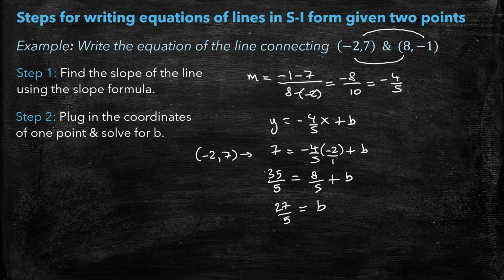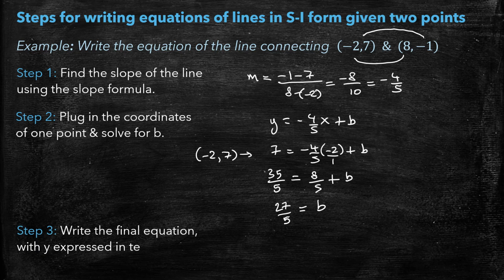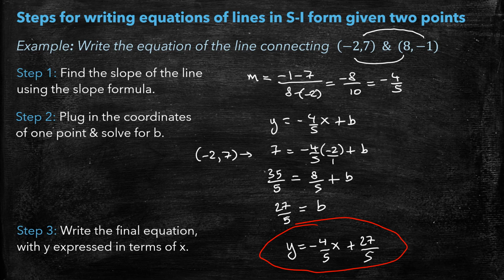Now the last step seems sort of simple, but people often forget to do this: we have to rewrite the final equation with y expressed in terms of x. So sometimes people just feel like they solved for b and that took so much work that they're done, but let's not forget to go back to the original equation. So y equals -4/5 x plus 27/5, and there we have the final equation of the line in slope-intercept form. And that brings us to the end of this lesson.